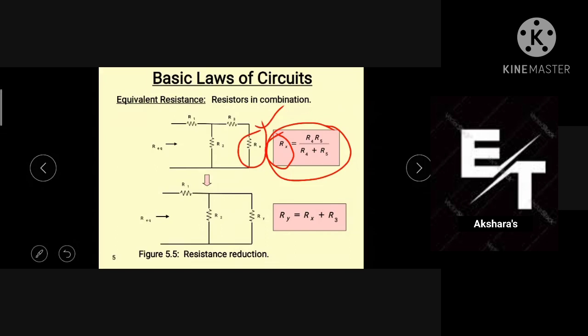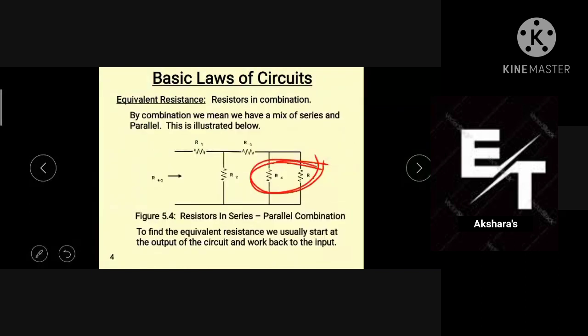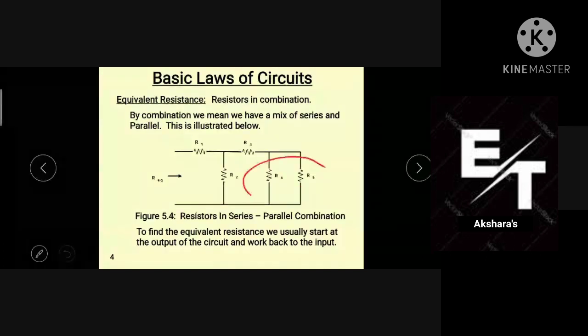Actually, values are not mentioned here, so no need to worry. If values are mentioned, we get some value. That value is now connected with this one. Okay, these two are replaced. Simply you have to say one Rx value. That Rx is in series with which one? R3.